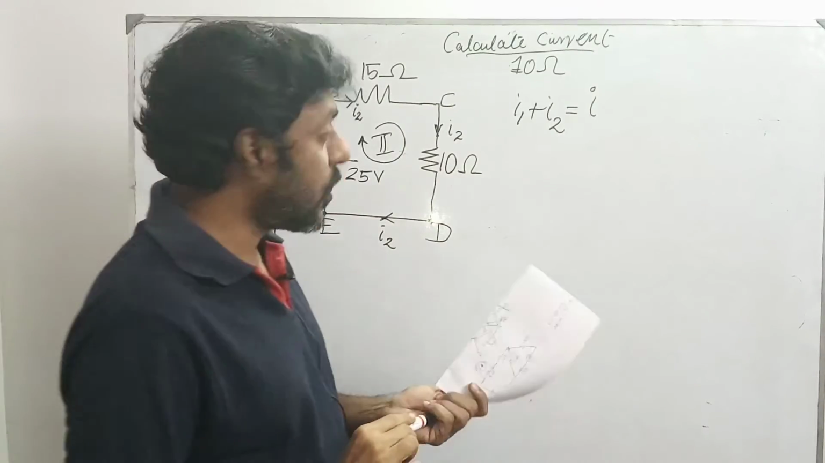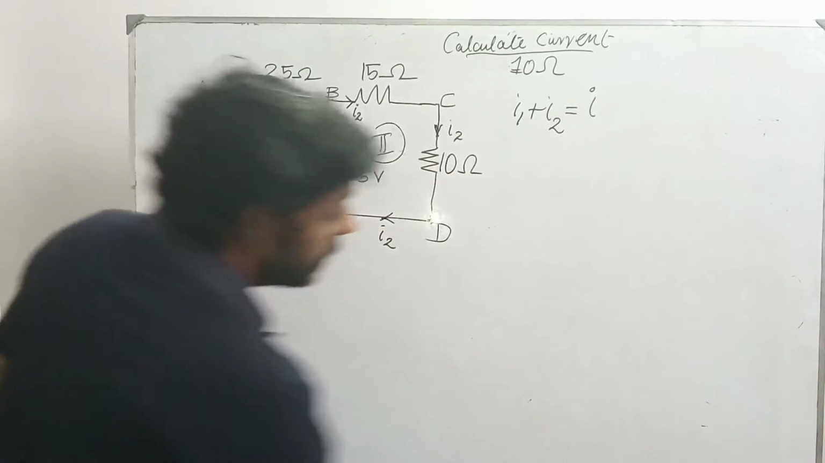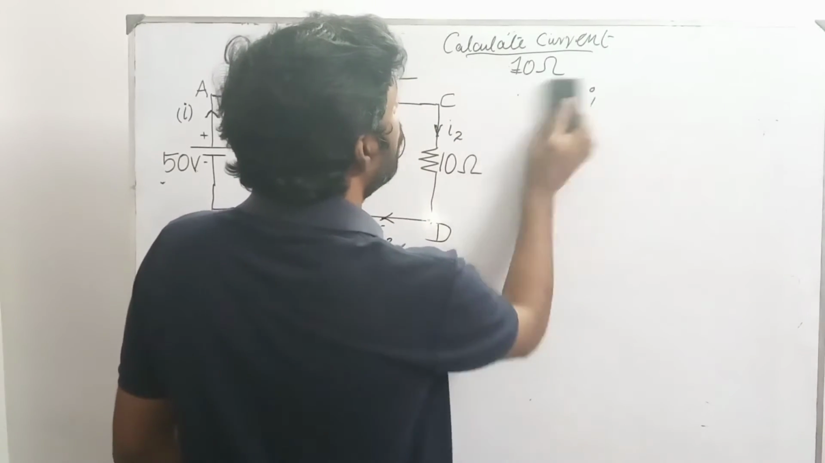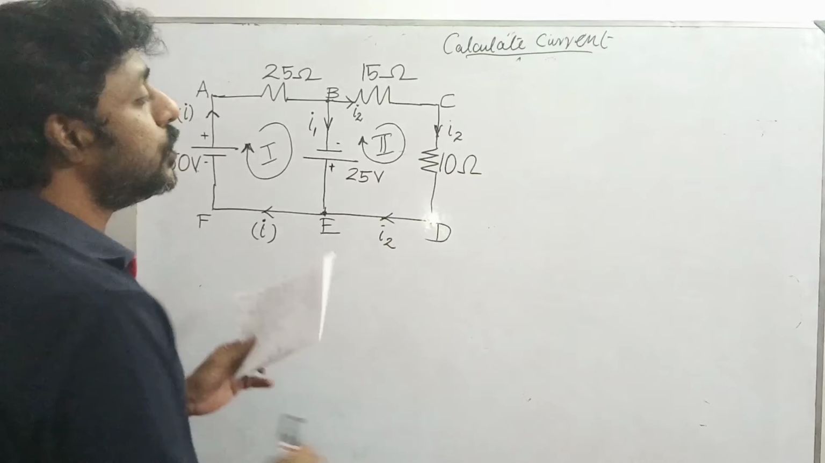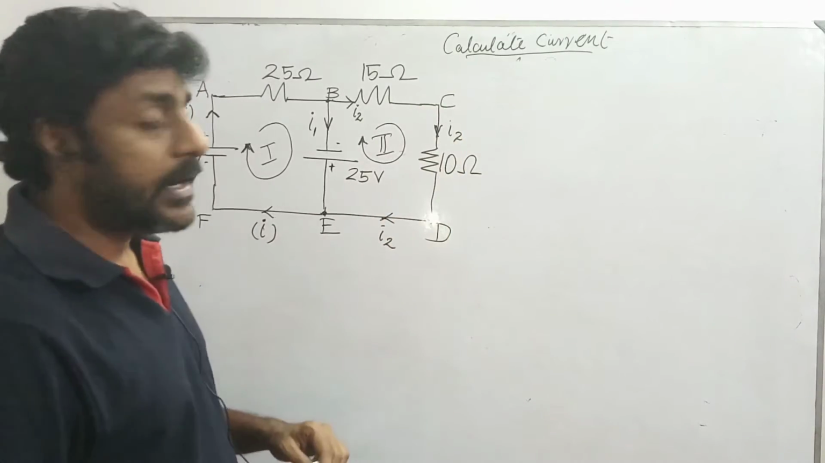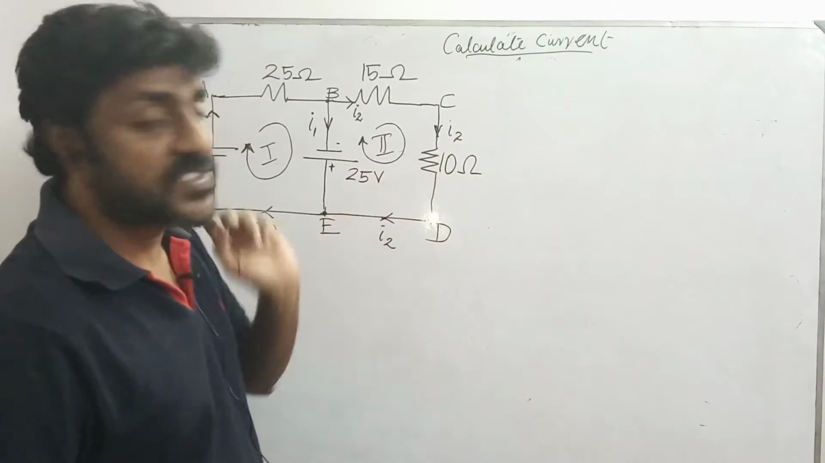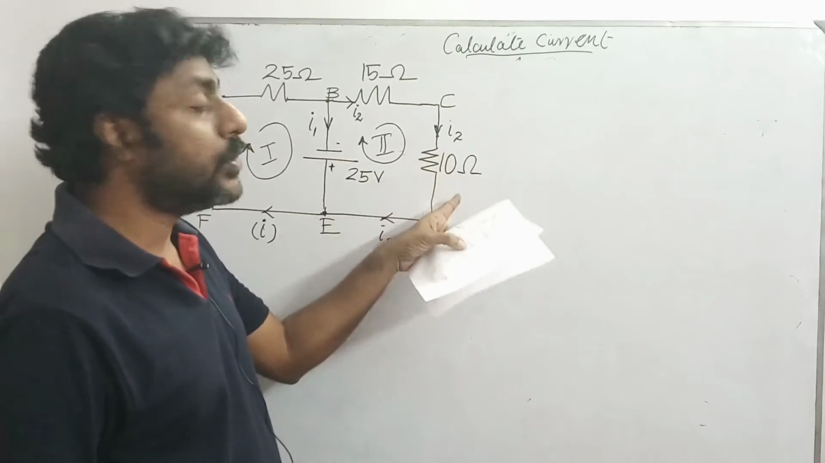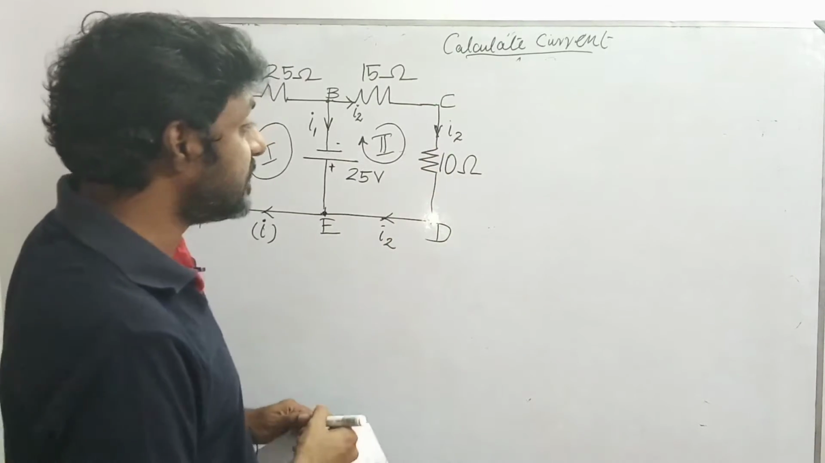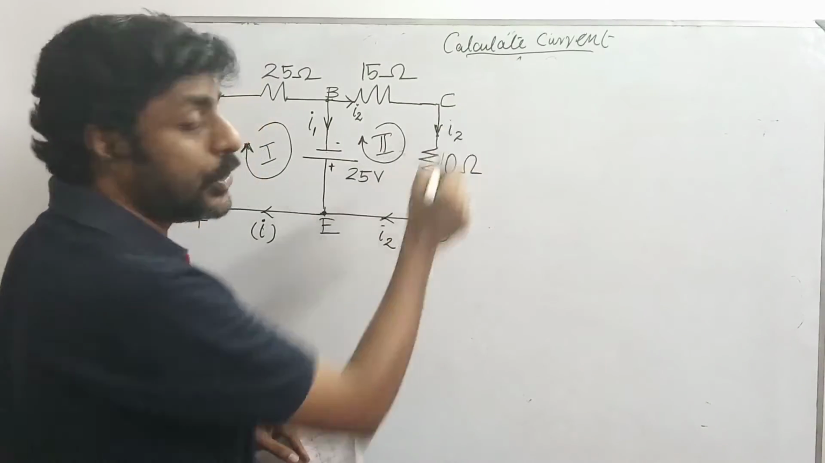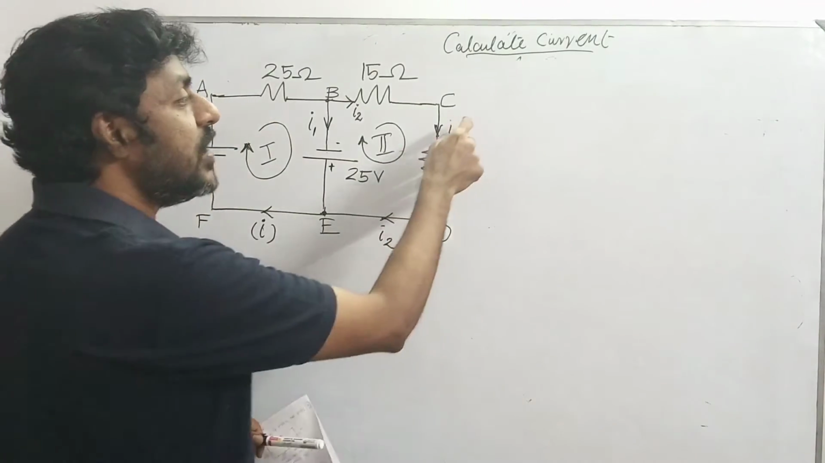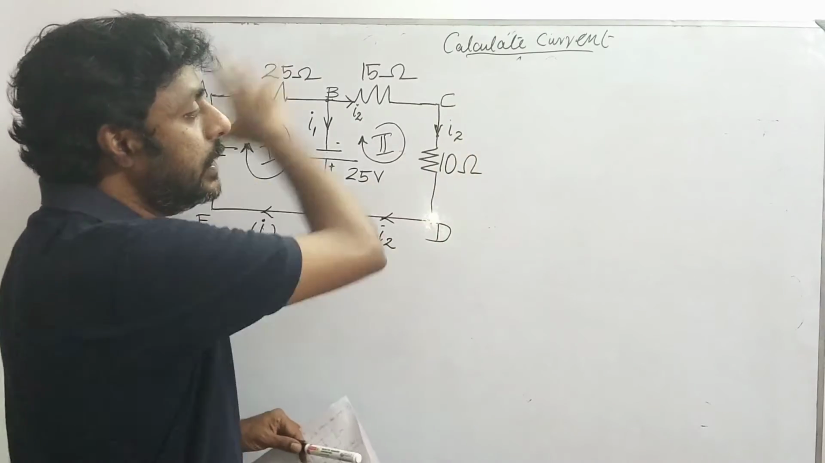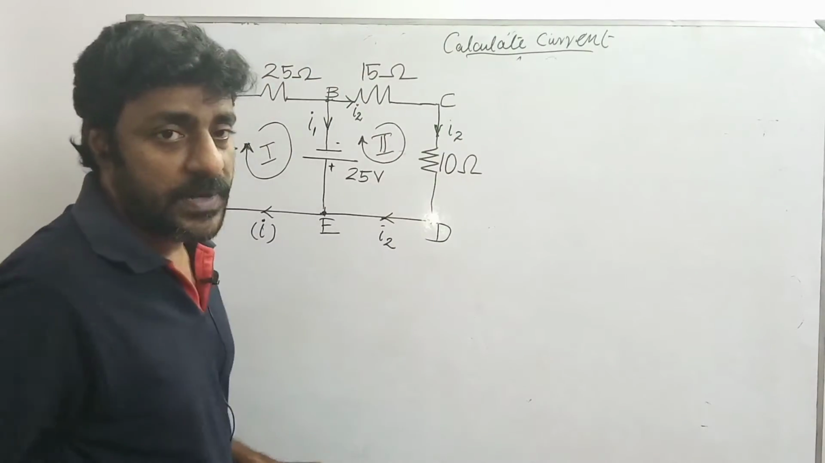Now let's get into the problem. The problem is we need to calculate the current that is passing through the 10 ohm resistor. So what is the current that is passing through the 10 ohm resistor? It is nothing but I2. I2 is the current which is passing through this resistor. So if you get the value of I2, then your task is accomplished, right?